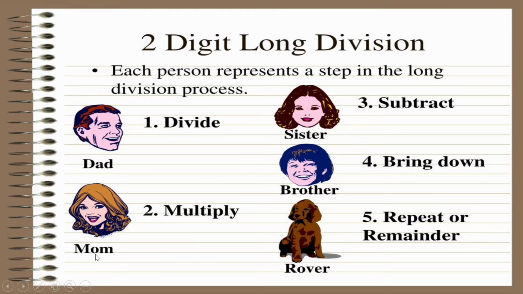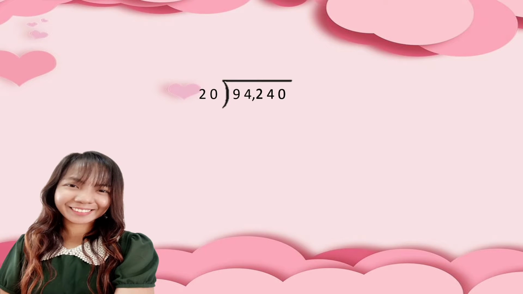Next, mom, M. Second step is to multiply. Sister, S. Subtract. Brother, B. Bring down. Rover, R, which means to repeat, or write the remainder when necessary, okay? So these are the process for the long division. Now let's get started.